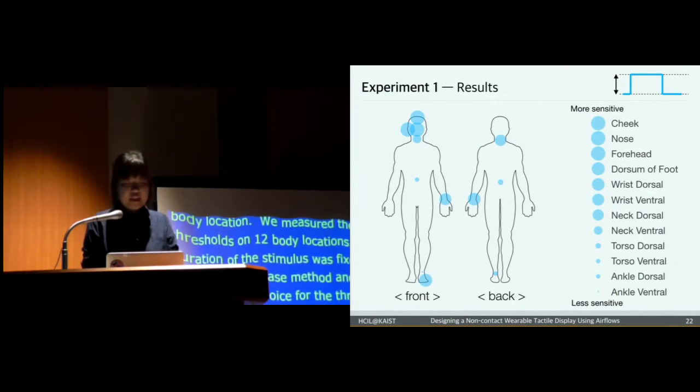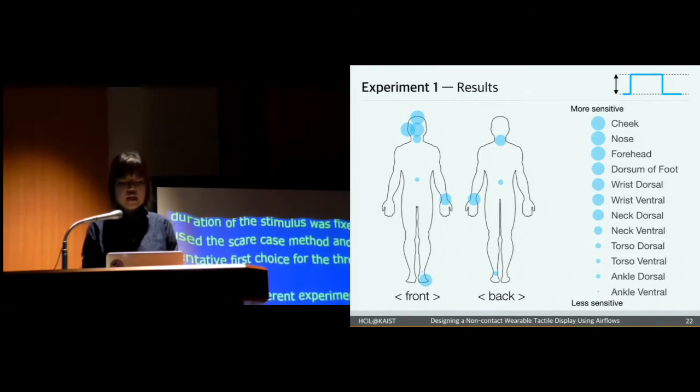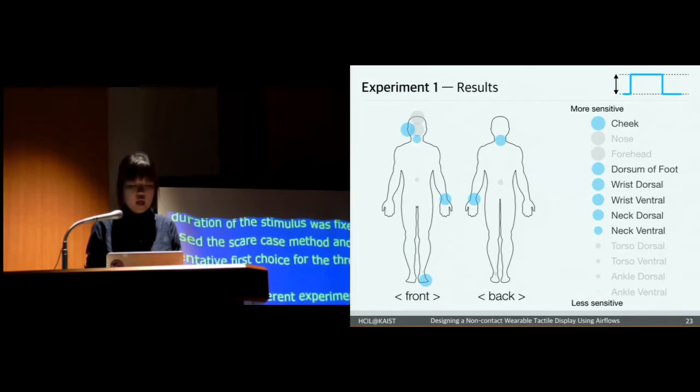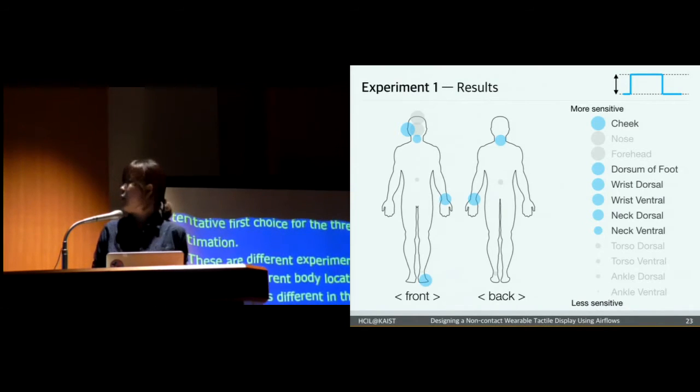Sensitivity was different in each of the body parts. Face, neck, wrist, and foot were more sensitive than the torso or ankles. Also, in all body parts, the dorsal side was more sensitive than the ventral side. Based on the sensitivity results, we proceeded to the next experiment with 6 body locations.